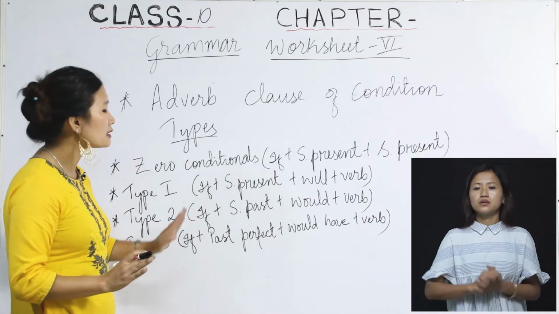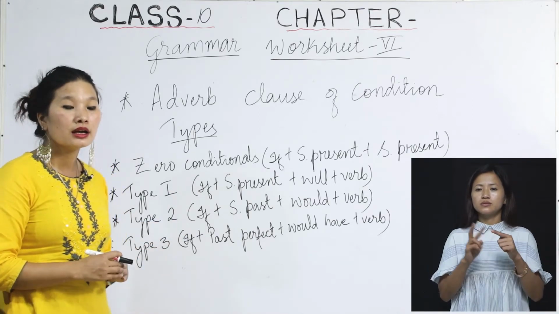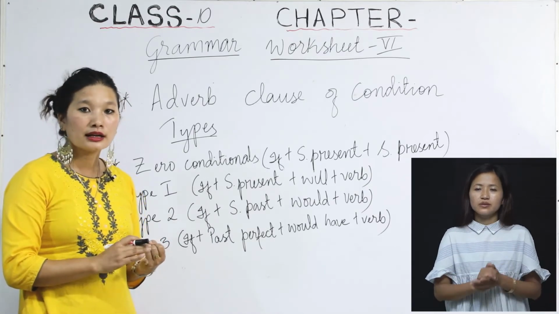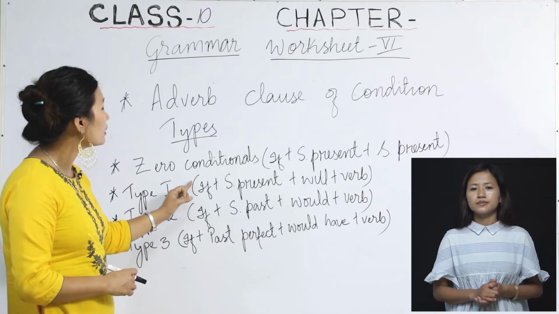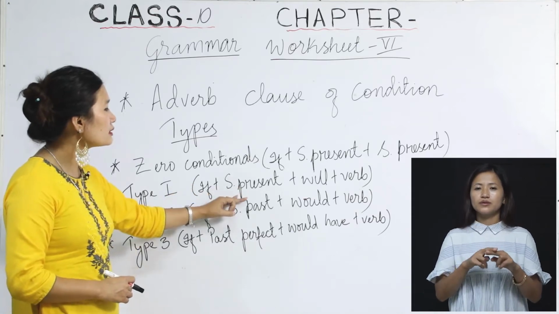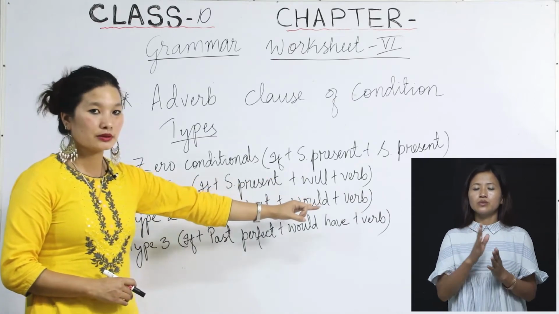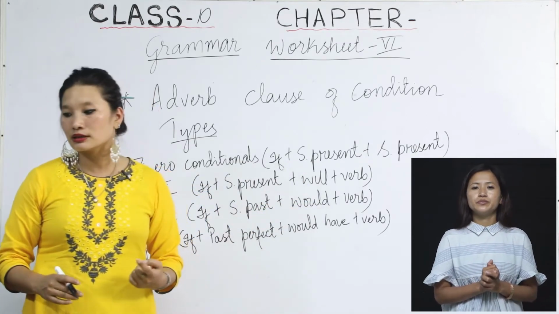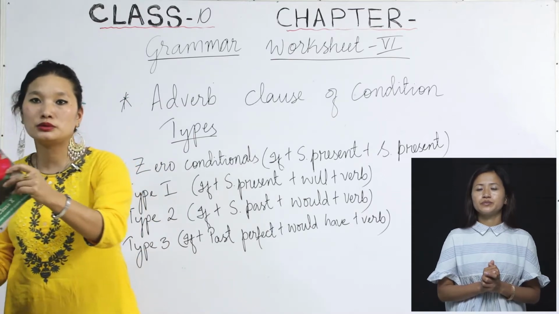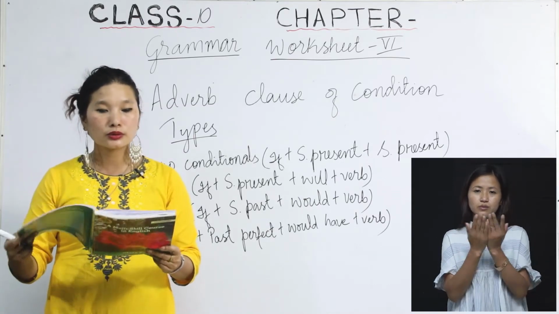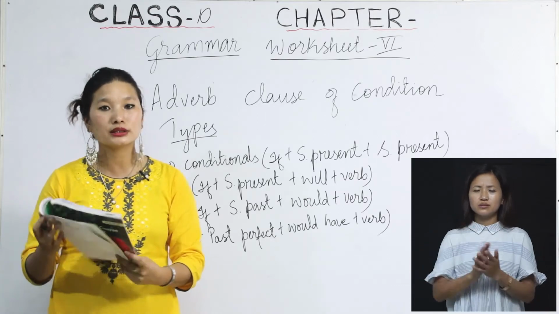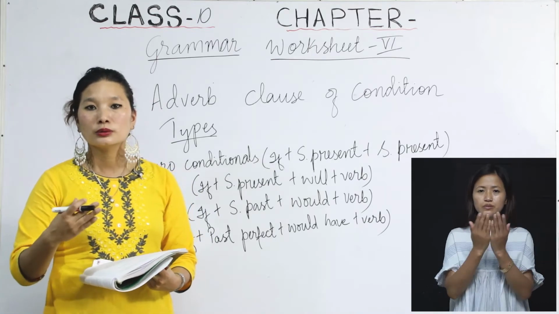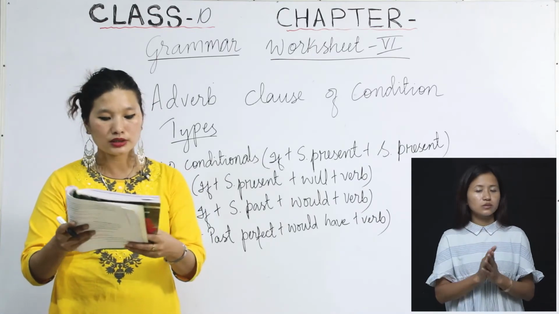And next comes the type 1 conditionals. Okay, type 1 conditionals will be likely conditionals, and the formula will be if plus simple present plus will plus verb. I repeat, if plus simple present plus will plus verb. Okay, I would like you to refer to your book. You can go to the conditionals page, that is page number 182, for your reference. You can use your book along with you while you are still listening to the explanation.